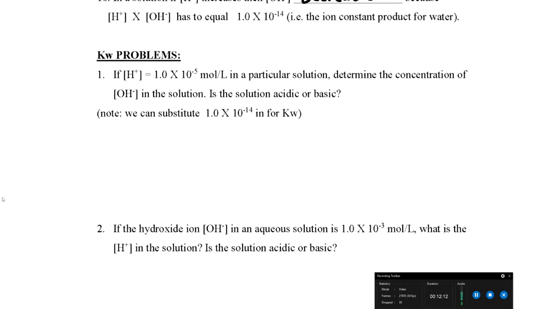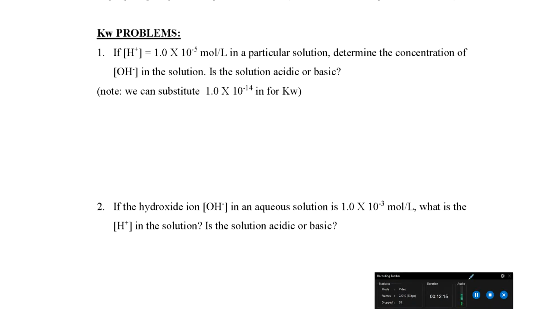So let's do some problems. How would this relate to some questions? So here's a potential problem you could come across. If you have an H plus ion concentration of 1 times 10 to the negative 5 moles per liter in a particular solution, determine the concentration of the OH negative ion in the solution, and then decide if the solution is acidic or basic. Note, we can always substitute in this value for Kw, this 1 times 10 to the negative 14.